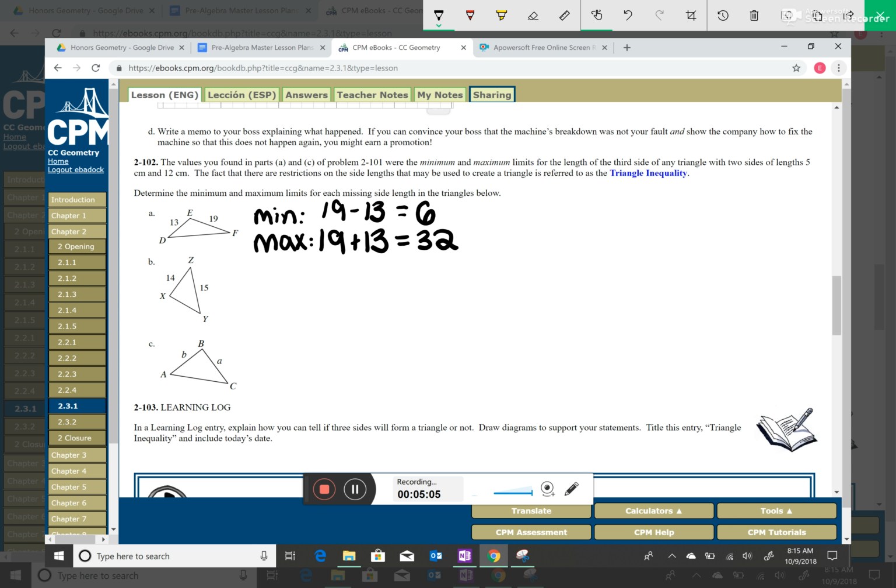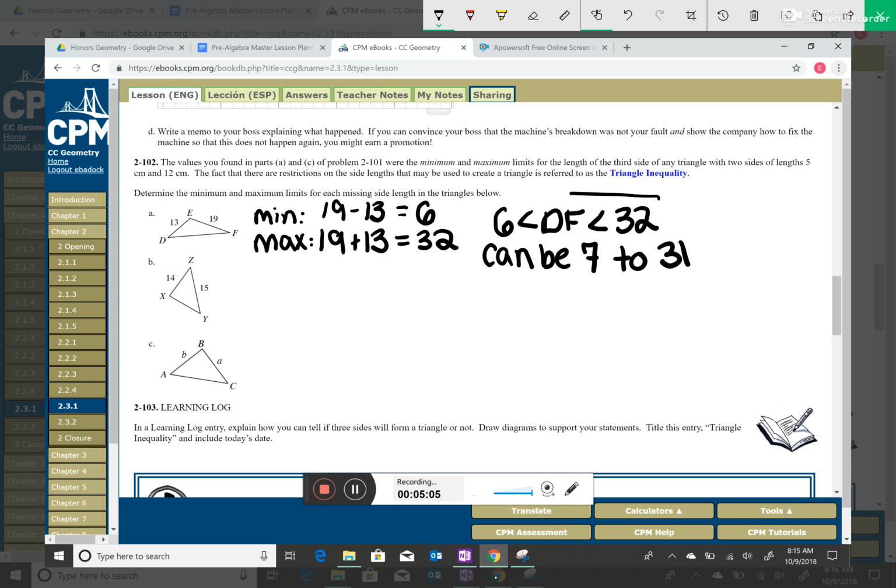So when you go to write this, you could have a side length of 7, but you cannot have a side length of 6. So it has to be greater than 6, but it has to be less than 32. When we say greater than or less than, we are not saying that they are equal to each other. It cannot be 6. It cannot be 32. So it can be 7 to 31. Anything less, anything more will not work.